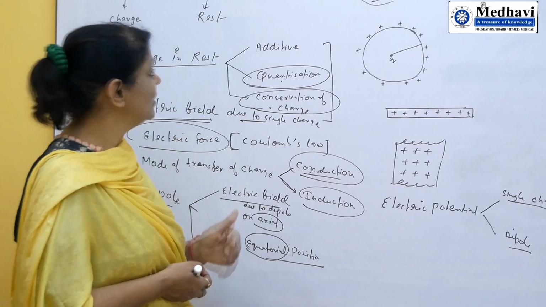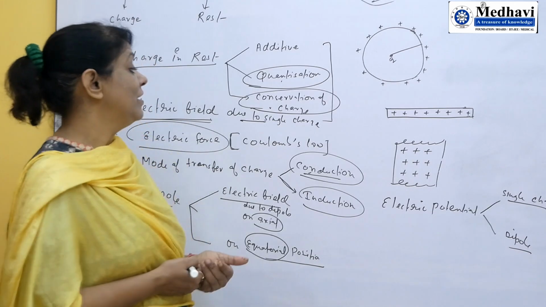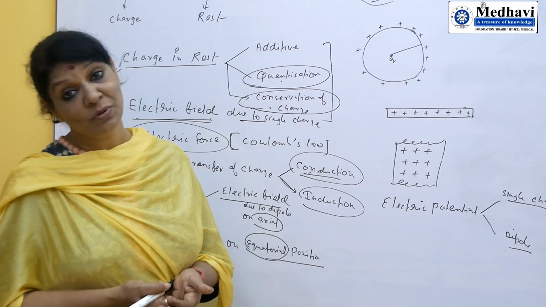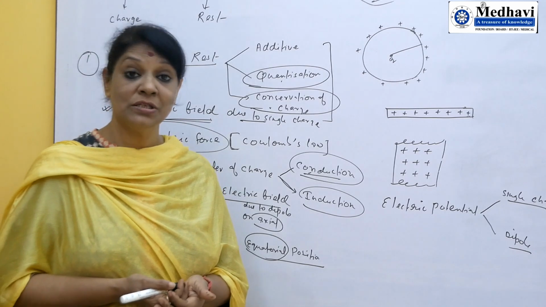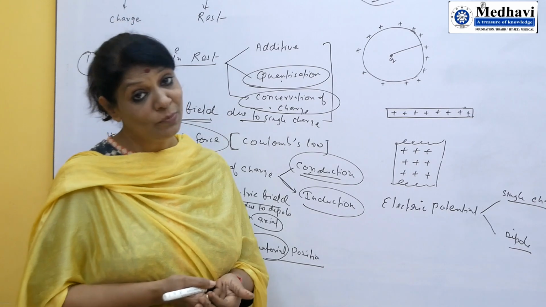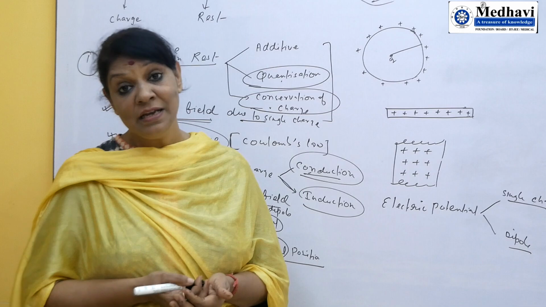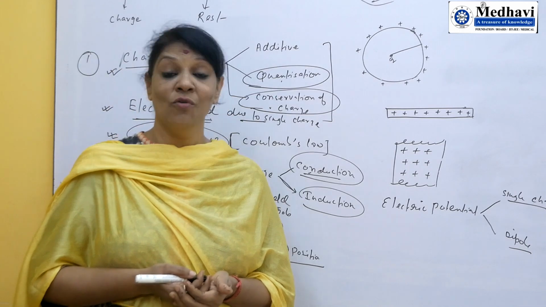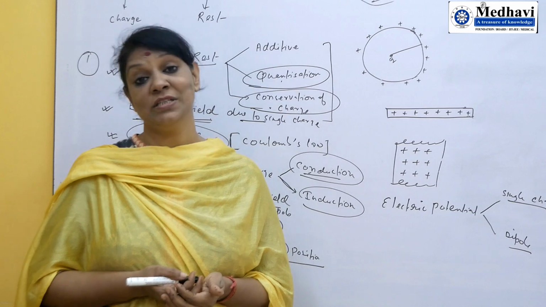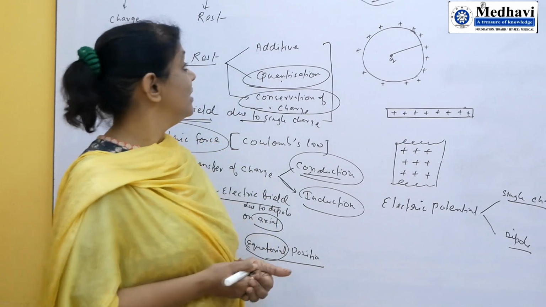So, I will explain all these things in detail: what is quantization, what is additive, what is conservation of charge, how you can transfer charge by conduction or by induction, what is a dipole, how to find the electric field due to a dipole at the axial position and equatorial position, what is electric potential, how we apply Gauss's law, and what are the important points that we have to focus on to study Gauss's law. That is very, very important. I will explain it when I start this chapter.